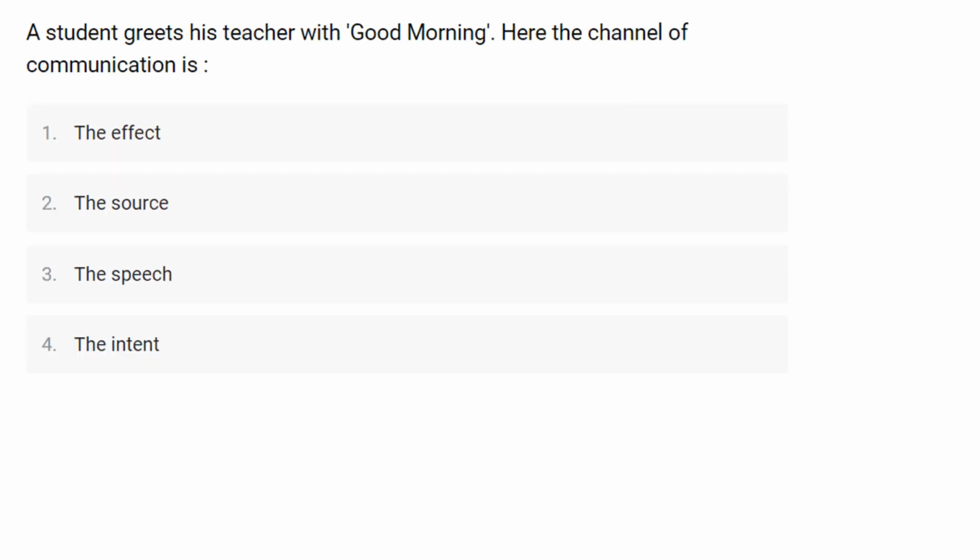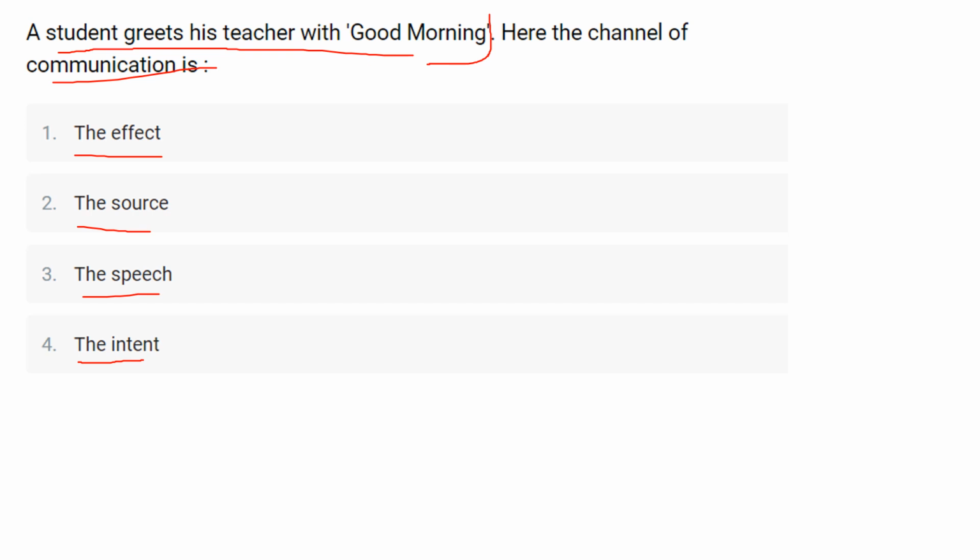A student greets the teacher with good morning. Here the channel of communication is. So in this question they ask you, a student greets the teacher with good morning. So this is a sentence and they ask you, here the channel of communication is. The first option is the effect, second is the source, third is the speech, and the last one is the intent.